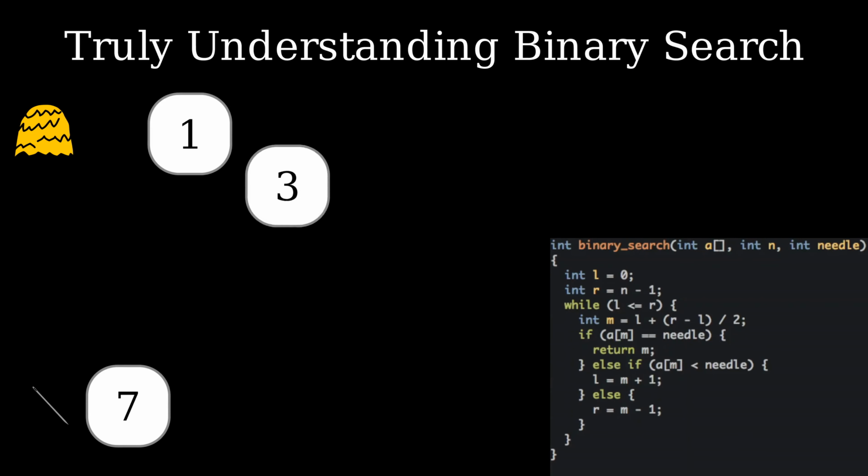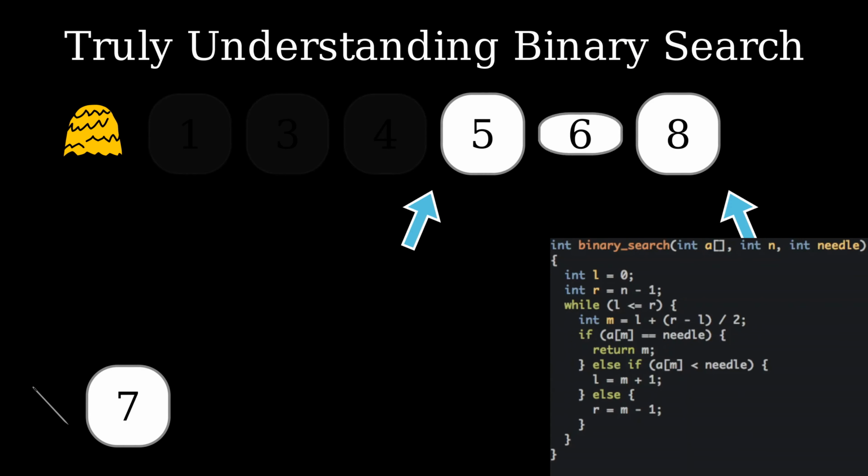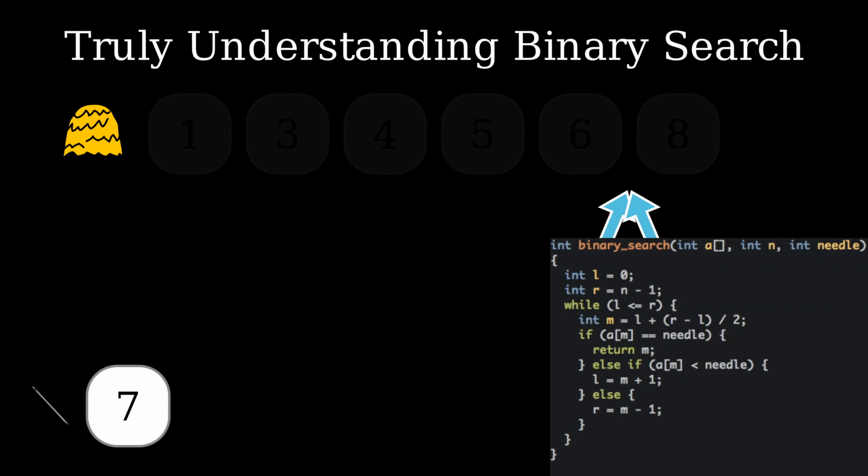Finally, for haystacks where the needle does not occur, the segment of interest becomes empty at some point and we exit the while loop. In this case we return -1.